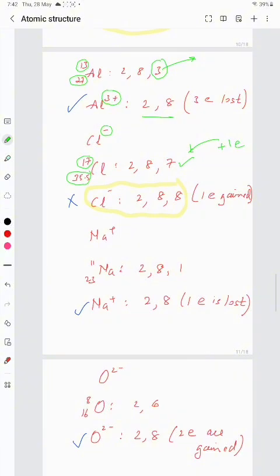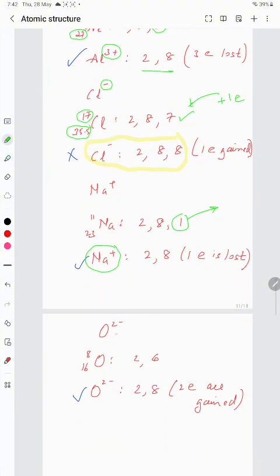Then comes sodium, Na positive. The electronic configuration of neutral sodium is 2,8,1, and for Na positive, one electron is lost. So the resulting configuration is 2,8. O2 negative. Neutral oxygen is 8 and 16. The proton number is 8, the electron number is also 8, so it's 2,6. And when it comes to O2 negative, 2 electrons are definitely gained. So the resulting electronic configuration is 2,8.